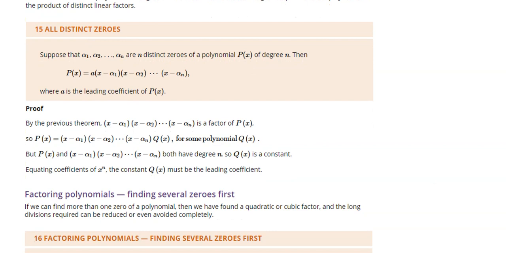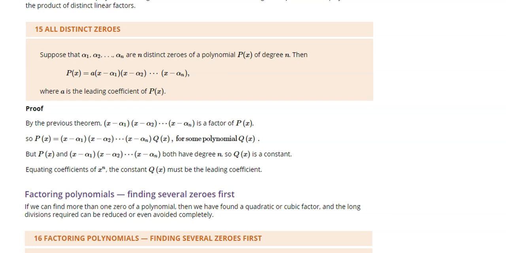So by the previous theorem, we have those things that are factors of p of x. So p of x is equal to all those things times some polynomial q of x. That's possible, but p of x and those things both have degree n, so that means q of x must be a constant.